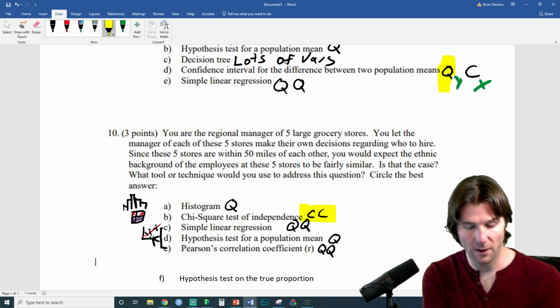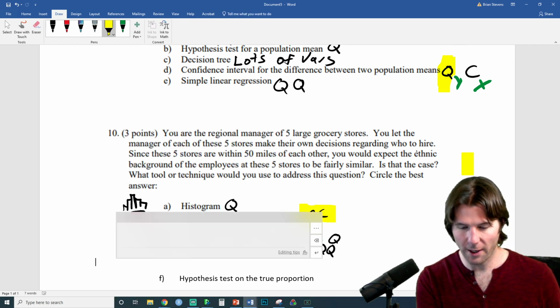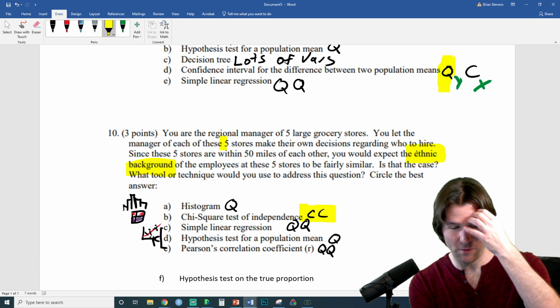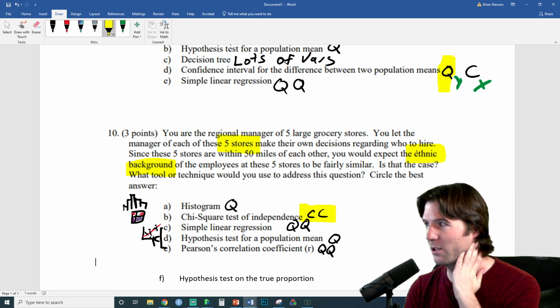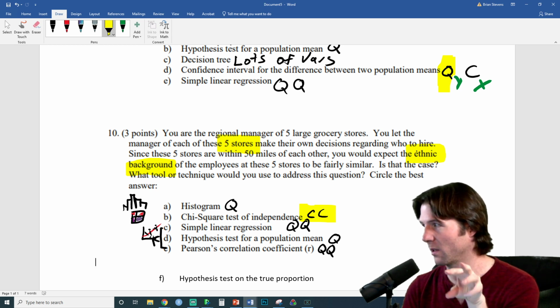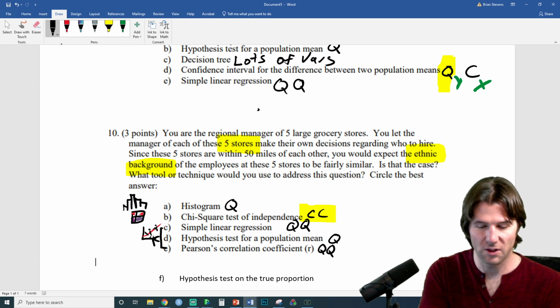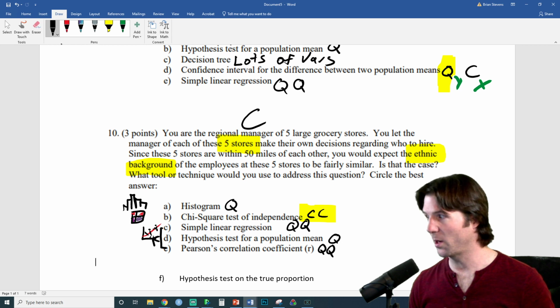So we've got right here the ethnic background, and you've got right here the 5 stores. So what kind of variable is store A, store B, store C, store D, store E? What kind of variable is the store that's on Clinton Highway, the store that's on Cumberland? Categorical, you're right, because it's not quantitative. It's just a category. It's not a real number.